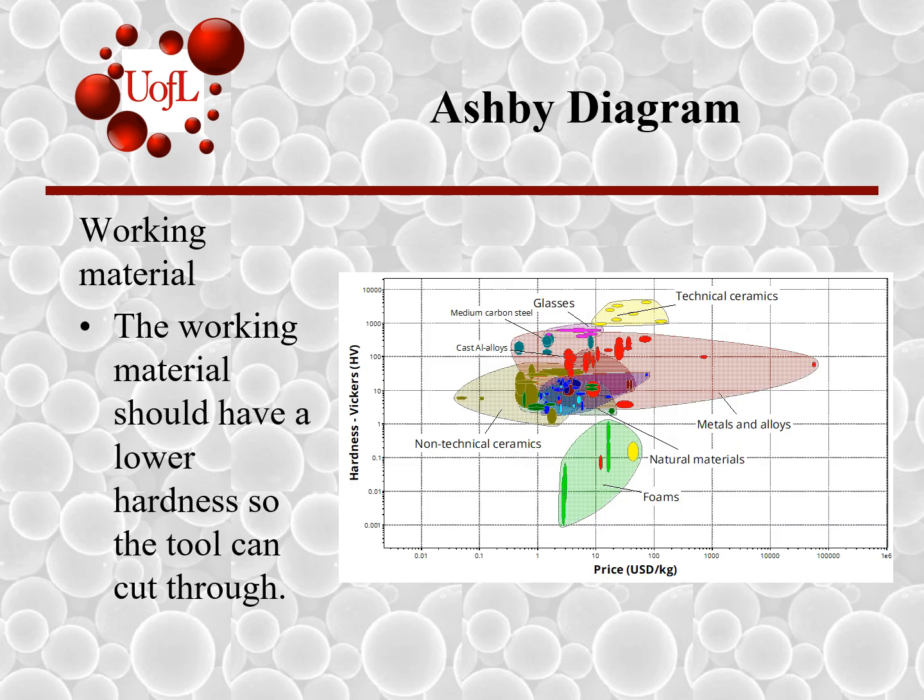So for the first Ashby diagram that I did, I used the working material. You should have a lower hardness so the tool can cut through it. So the ones I showed, of course you can cut through foams and most metals, but when you get into ceramics that are really hard, that would be harder to cut, and you need a much harder material, like even a diamond type bit, to be able to cut through it and drill. I also, on the x-axis, included price because you don't want too costly of a material to machine either.